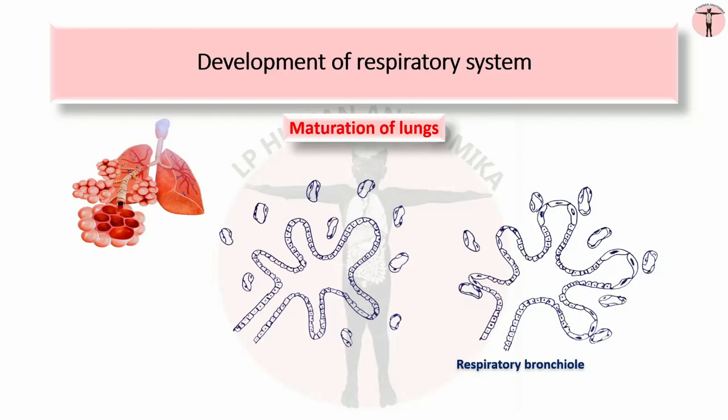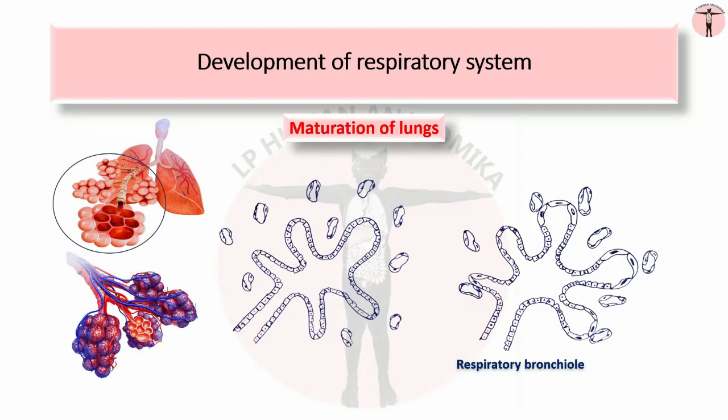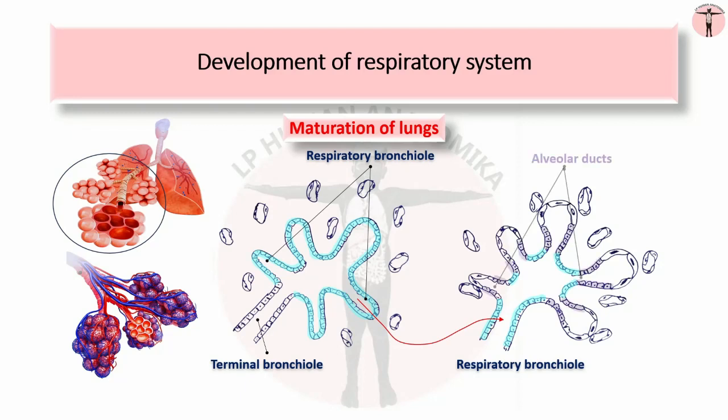Up to the 7th prenatal month, the bronchioles divide continuously into numerous smaller canals. The vascular supply increases steadily during this phase. Terminal bronchioles divide to form respiratory bronchioles, and each of the respiratory bronchioles divides into 3 to 6 alveolar ducts.